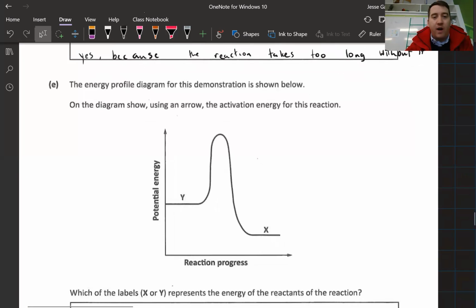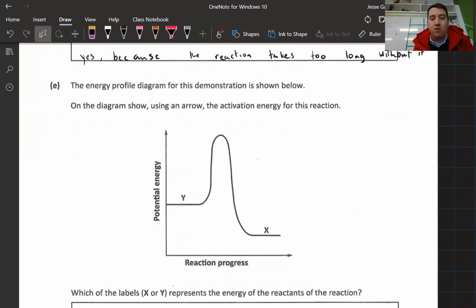The energy profile diagram for this reaction is shown below. Now, we studied energy profile diagrams in class. I think a lot of people missed that this was an actual question. It says on the diagram, show using an arrow the activation energy. A lot of people seem to do nothing on this graph, and I don't know whether that means you don't know how to do it or that you didn't realize that that was a question. I'm going to take it that you didn't realize that that was a question. So where is the activation energy?